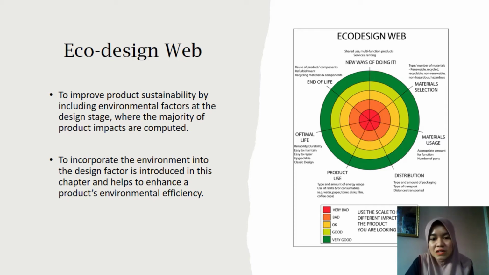The colors there also give a different scale to rate the different impacts on the product. In the middle, the color red is very bad, the orange color is bad, the yellow color is okay, like neutral, the light green color is for good, while the dark green color is for very good.